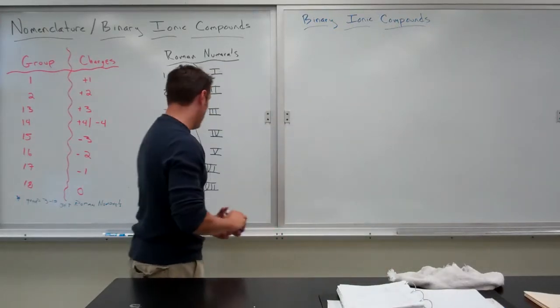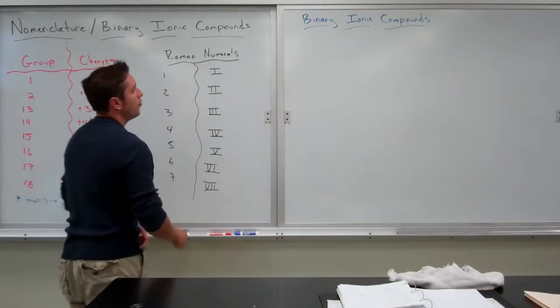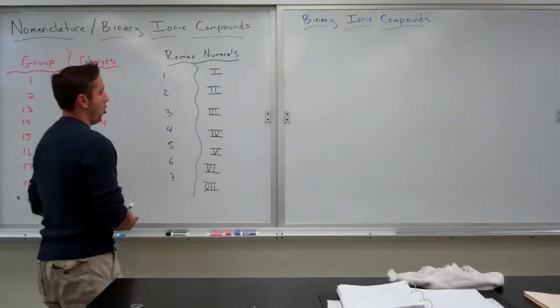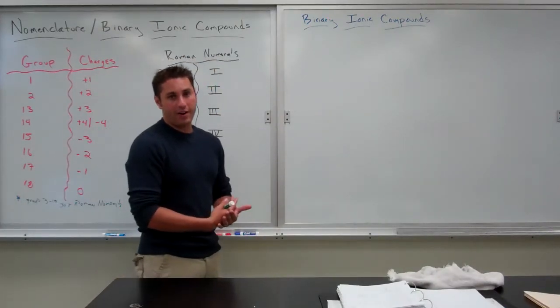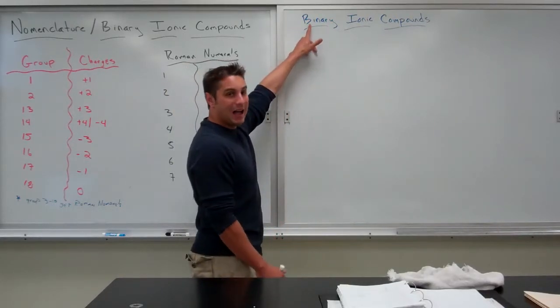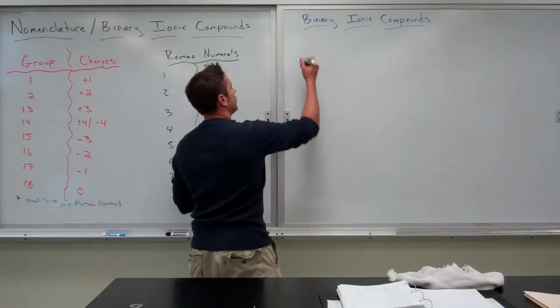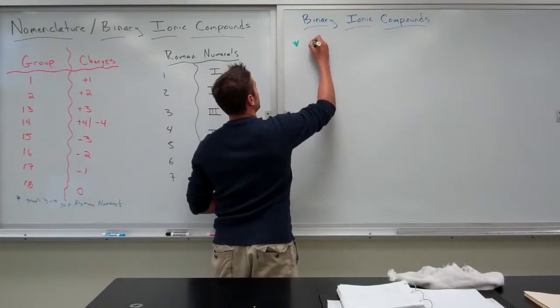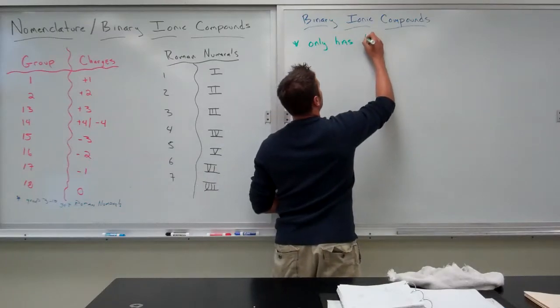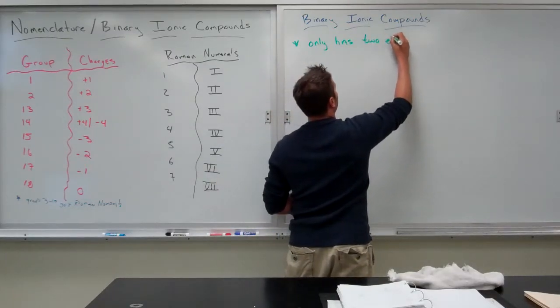And half of the battle in compound naming and formula writing is identification. How do we know we're working with a binary ionic? Well, if you look at the words, you can break some of it down. Binary, bi, is the prefix for 2. So the first thing you'll see is that it only has 2 elements.